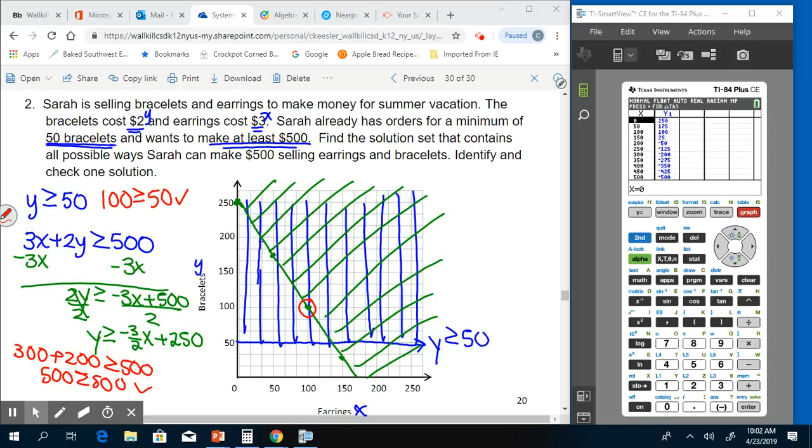We could say 100 earrings and 150 bracelets because that would also fall in the solution set, and check that instead. It's really up to you. Just make sure that if you're picking a point, it is in the shaded area or on a solid line, not on a dotted line, because that would not be part of the solution set. All right, let's take a look at number 3.